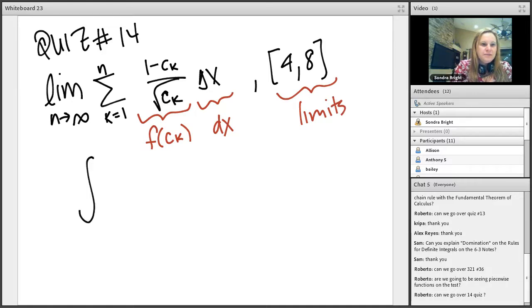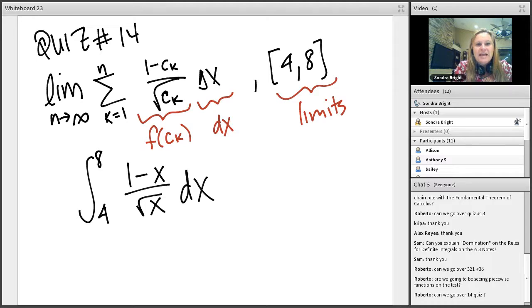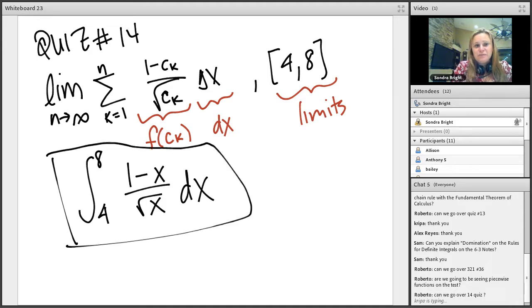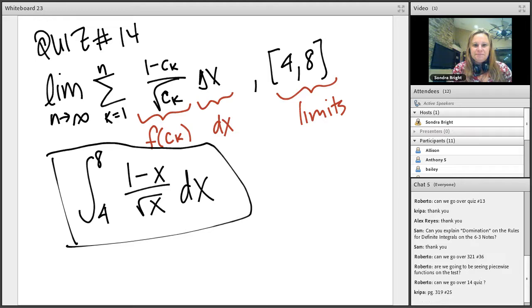So this is equivalent to the integral from 4 to 8, because those are your limits. You just change your ck's to x's. So a 1 minus x over radical x, and you change that delta x to dx. And that's it. I know it looks really scary and horrible, but it's actually just changing notation. That's it.